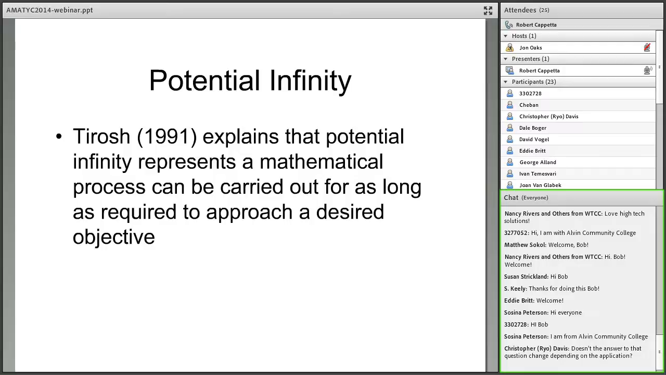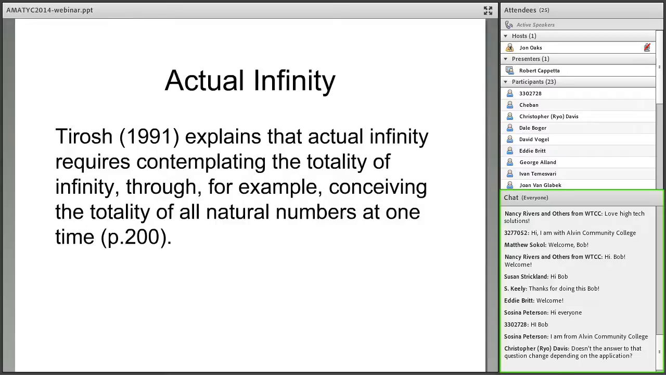A little bit of research here, and Tarosha's discussion of potential infinity to me is an interesting idea. So a mathematical process can be carried out for as long as required to approach a desired objective. So it goes on forever and ever and ever. But actual infinity requires you to think about the entire process. So you've got to look at all natural numbers as one concept and think about what's going to happen if we hit all natural numbers and then go to infinity. So if you think of a process that goes on forever versus conceptualizing all of those numbers, you do have a different answer to these sorts of questions.